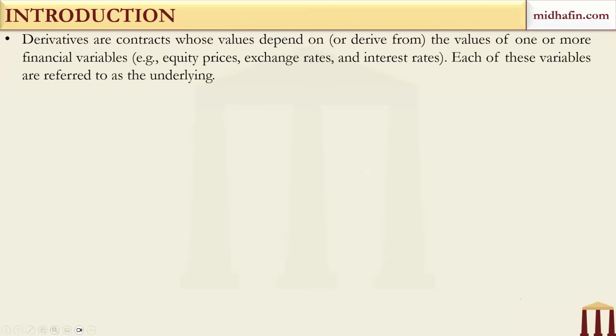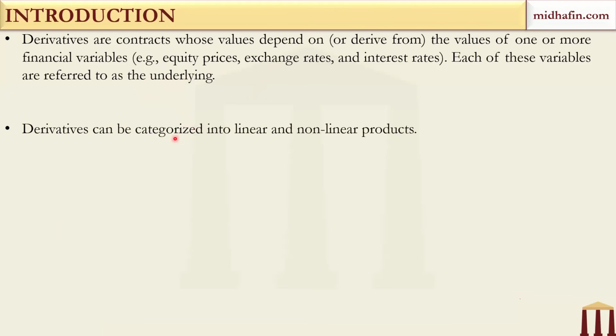So what are derivatives? Derivatives are contracts whose values depend on or derive from the values of one or more financial variables. Those financial variables can be equity prices, exchange rates, or interest rates. As of now we are considering only financial variables, but there are many other underlying variables. Even weather can be one of the variables, but in the FRM curriculum we are restricted to financial variables only. Each of these variables on which the derivative's value depends is known as the underlying.